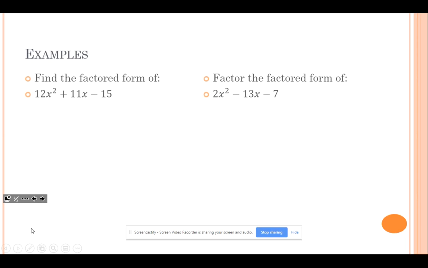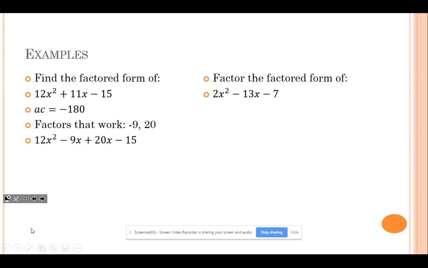Here are some examples for you to try on your own. Pause the video at this point to give yourself a chance to try. Let's do the left side first. AC with 12 times -15 would be -180. Finding factors of -180 that add up to positive 11 are -9 and positive 20. I then will split my b term using those two factors.